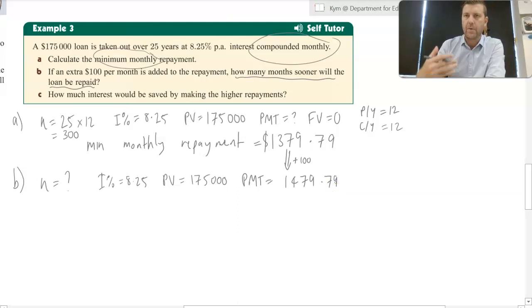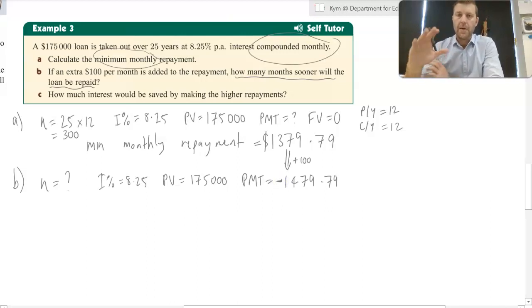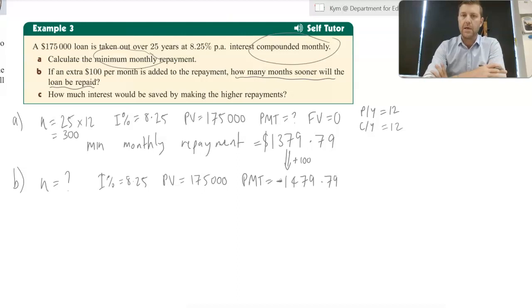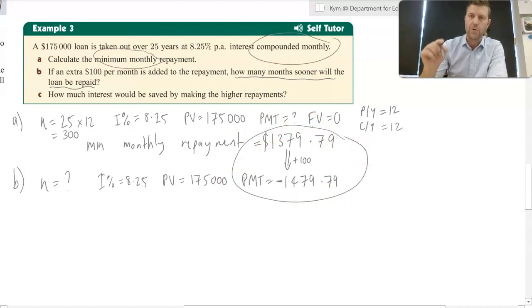But because this is something we're paying back, it's going to be a negative value that we put into the graphics calculator. This is really important. A lot of people make this mistake that don't put a negative value in for PMT, and hence they get an incorrect answer. It's probably the most important part of this video. All right, make sure you're putting a negative value in for PMT when you're changing that.